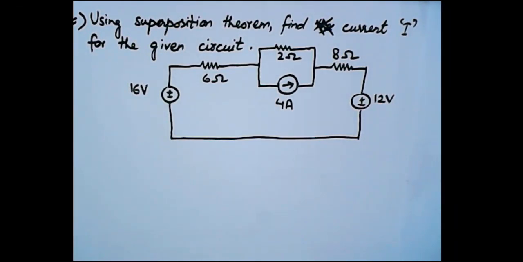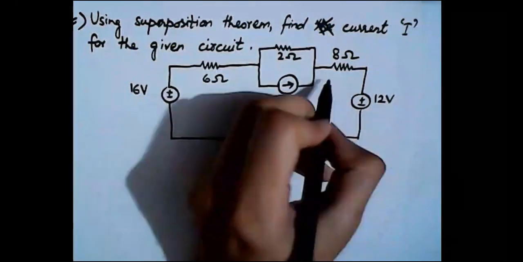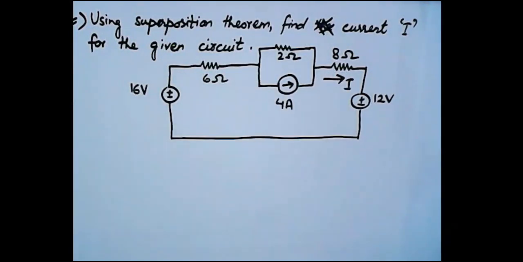Okay, so this is our circuit, and we need to find the value of current I, which is actually the current through the 8 ohm resistance, and it is mentioned in the circuit. Now we can see that this particular question is slightly different from the two we have previously solved, because the previous questions involved two sources, but here this question involves three sources. There are two independent voltage sources of magnitude 16 volts and 12 volts, and then we have a current source which has a magnitude of 4 amperes.